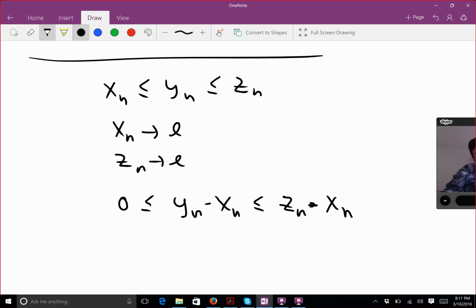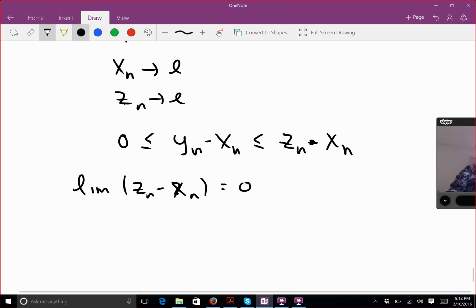Okay? So here's what I know. I know that the limit of xn goes to L, the limit of zn goes to L. So I have a theorem that tells me that the limit of zn minus the limit of xn goes to 0. So the limit of zn goes to L, and the limit of xn goes to L, so it's equal to 0. So this sequence converges to 0. This is greater than or equal to 0.